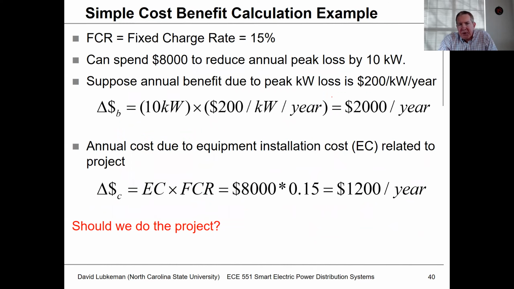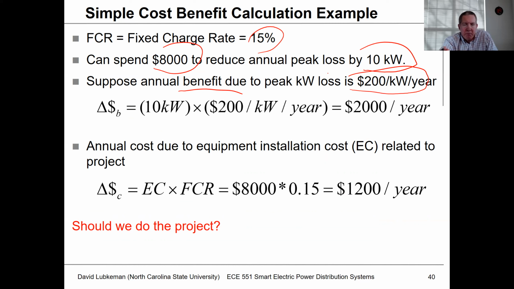As an example, just to keep things really simple, let's suppose we had a fixed charge rate of 15%. I've gone through some power flow analysis, and found out that I can spend, say, $8,000 on capacitor bank placement to reduce annual peak losses by 10 kilowatts. And let's suppose our annual benefit has been determined such that reducing peak losses is worth $200 per kilowatt per year.